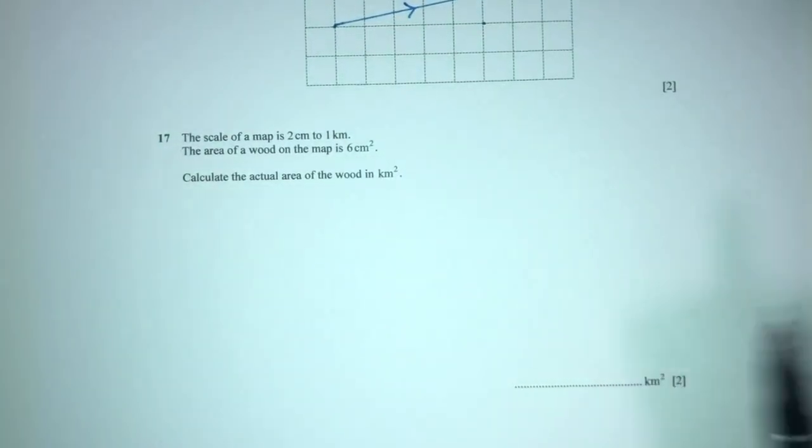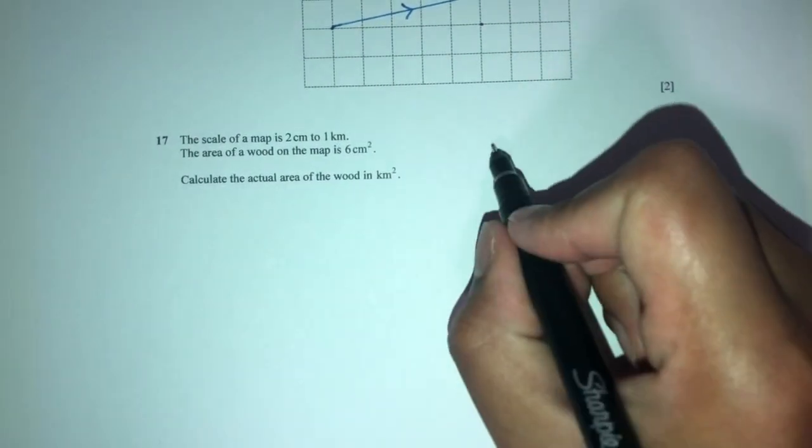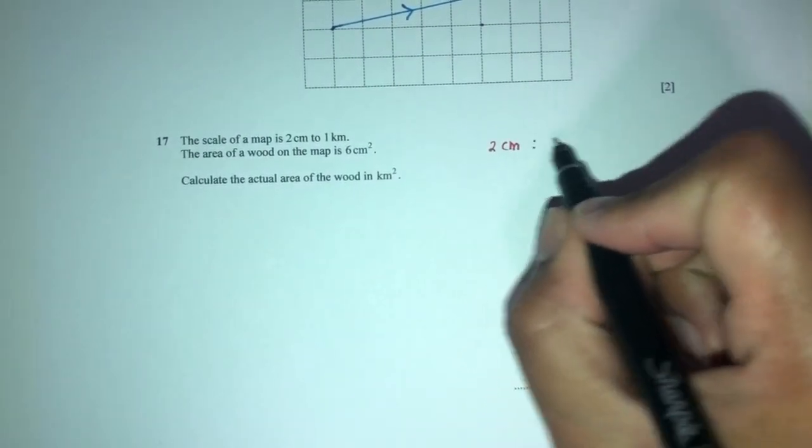Now let's move on to question number 17. So the scale of a map is 2 centimeters to 1 km. So that's the ratio. 2 centimeters represent 1 km.